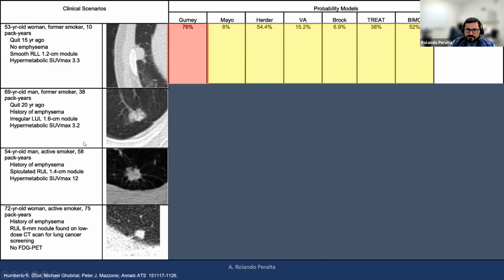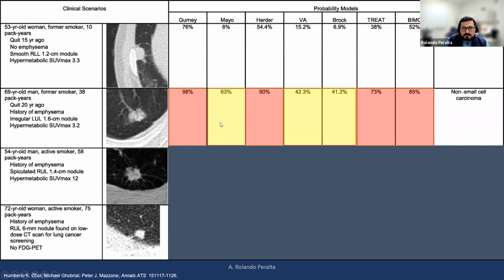So if we plot it using different models, you're gonna get different numbers. And as you can tell, this one, yellow, yellow, yellow, will tell you get more information. The red ones will tell you this is likely to be cancer, intervene, okay? Probably again, since you have PET-CT already, Herder, Treat of BIMC is probably best, okay? Ended up being a non-small cell carcinoma.